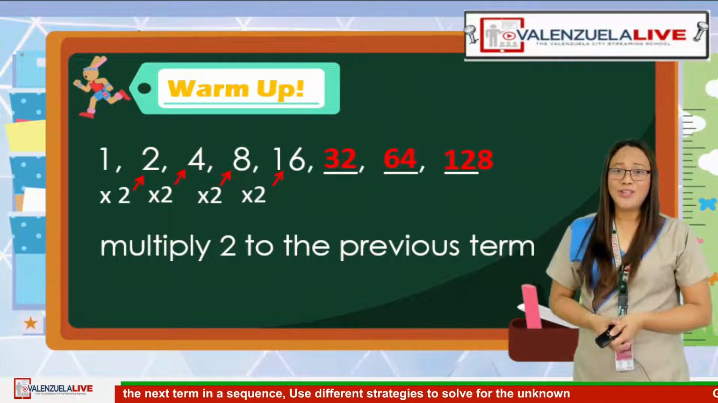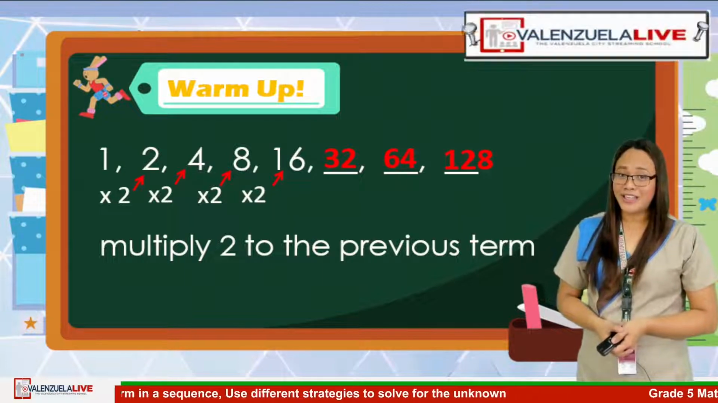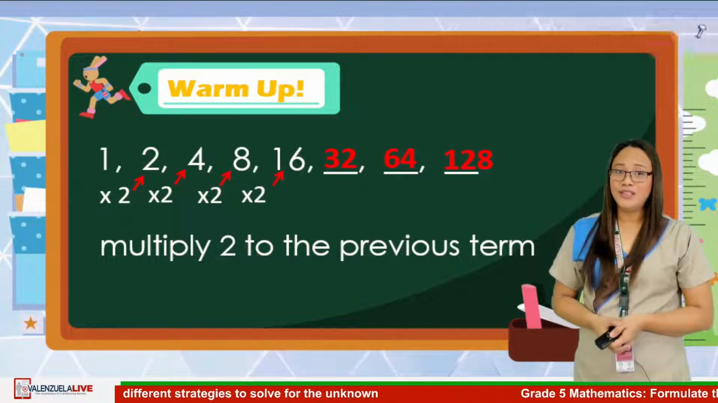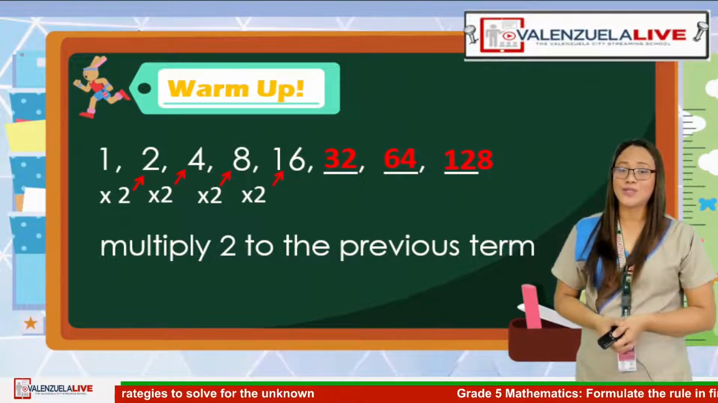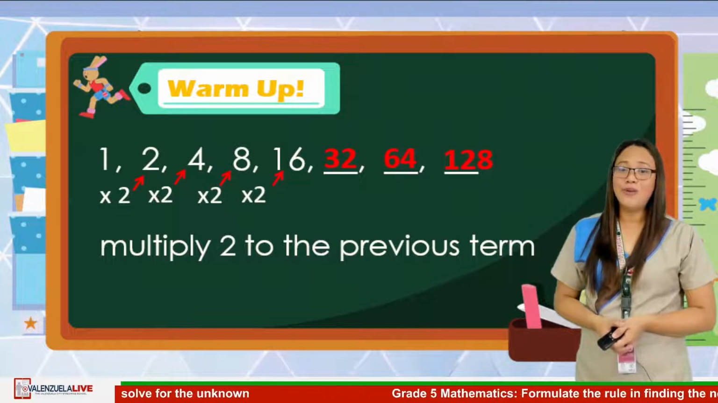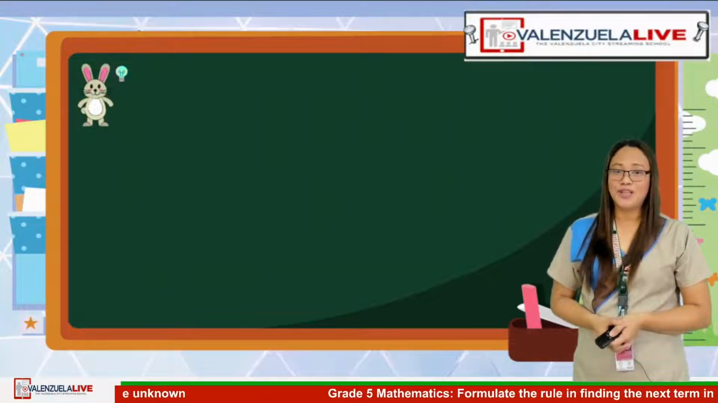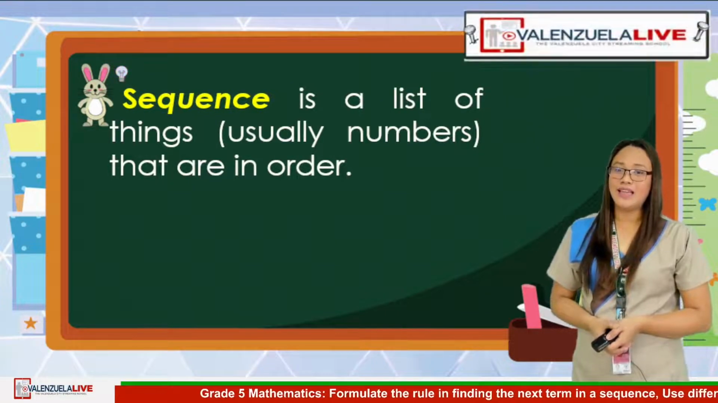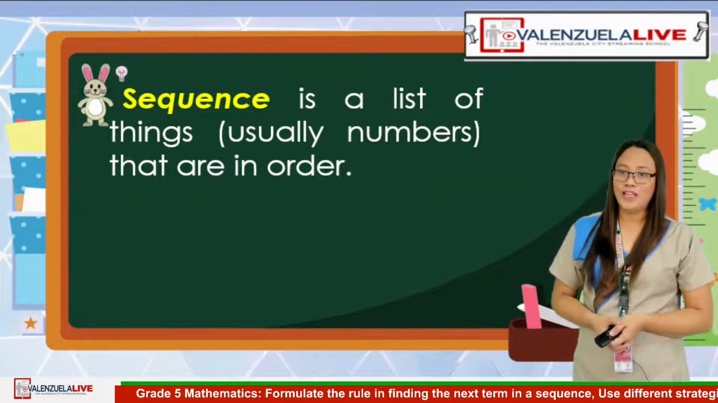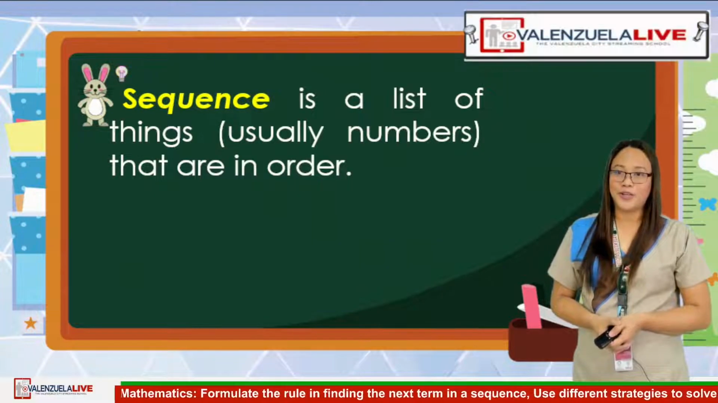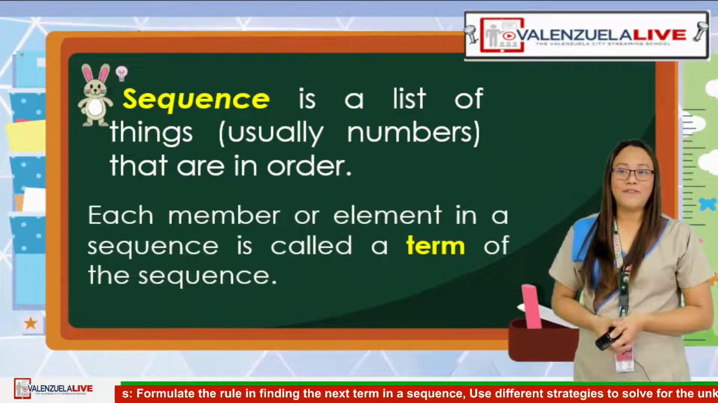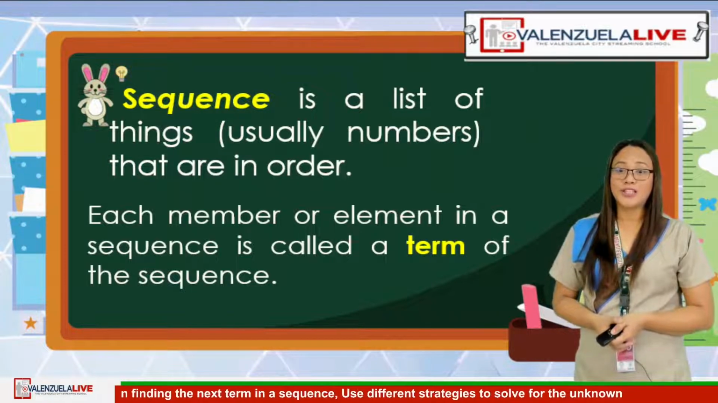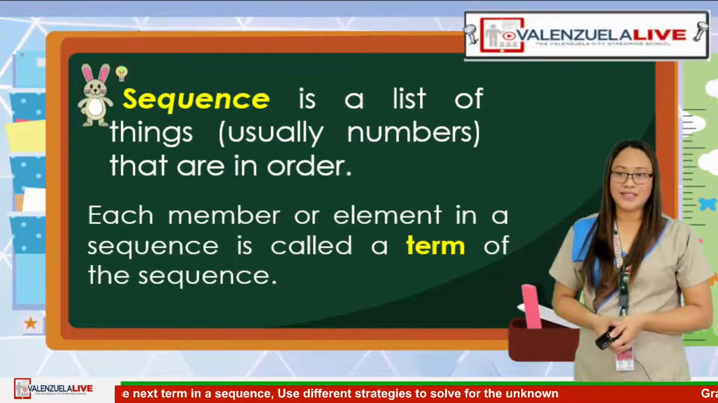Do you know, class, that patterns are sequences that repeat based on a rule? And a rule is the way to solve a problem. Now, let's define some terms. So we have here sequence. Sequence is a list of things, usually numbers, that are in order. And each member or element in a sequence is called a term of the sequence.